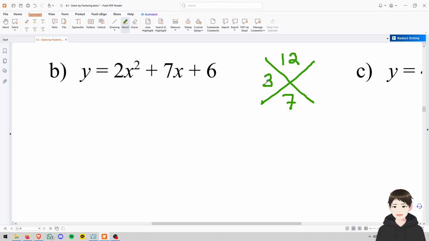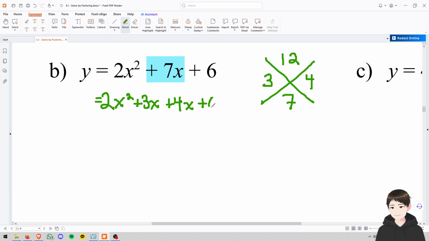This looks like it's going to be a positive 3 and a positive 4. So that 7 that we were talking about, let's break it up into the 3 and the 4. We've got 2x squared plus 3x plus 4x plus 6. And at this point in time, I'm going to say, hey, remember I told you that factoring is going to take you long? You're basically doing chapter 6, and you don't have to worry much about learning new things per se.